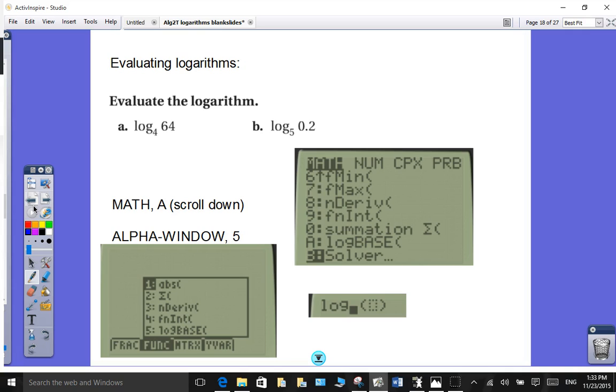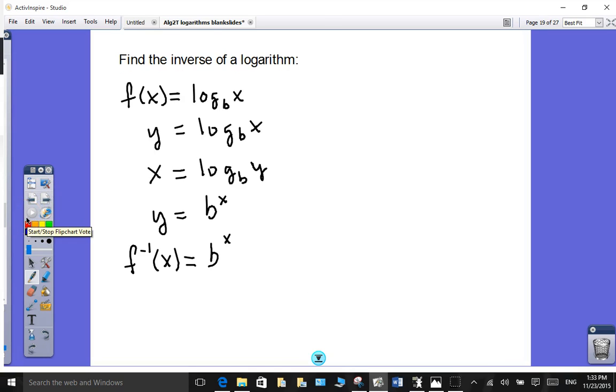So are we okay with that? Next. Okay, find the inverse of a logarithm.